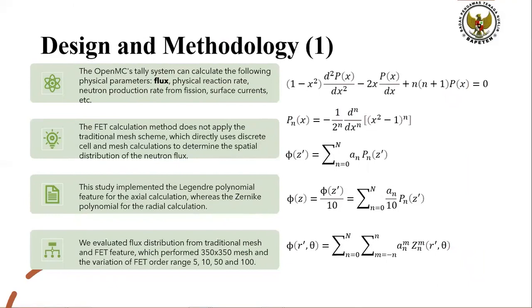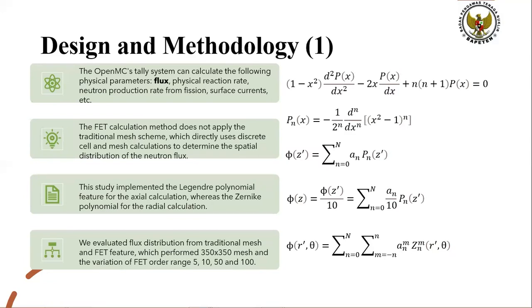The OpenMC tally system can calculate the following physical parameters, like flux, reaction rate, neutron production, and surface current. The functional expansion tally method doesn't apply the traditional mesh scheme. We directly use discrete cell and mesh calculation to determine the spatial distribution of neutron flux. In this study, we implemented the Legendre polynomial feature for axial calculation and Zernike polynomial for radial calculation. We evaluated flux distribution from the traditional mesh and functional expansion tally feature.